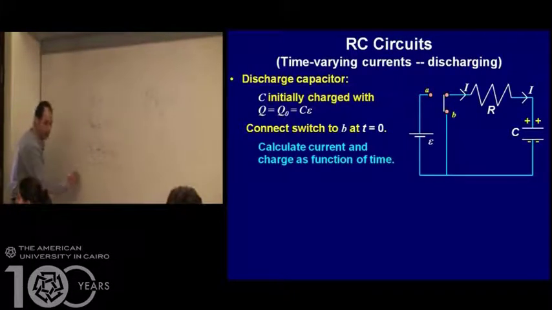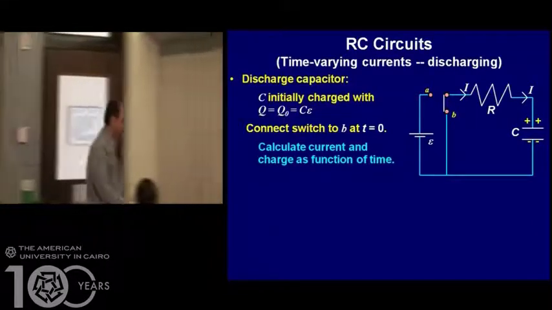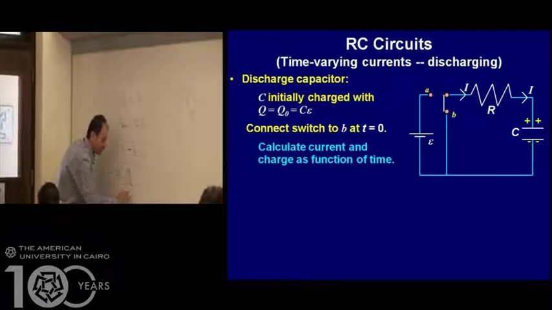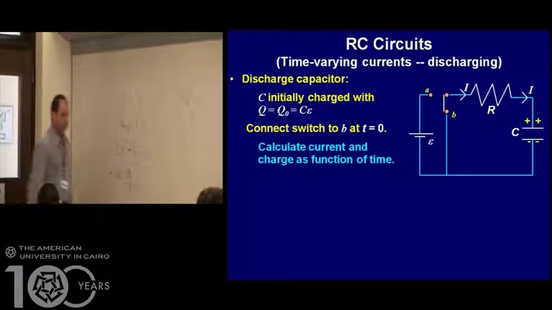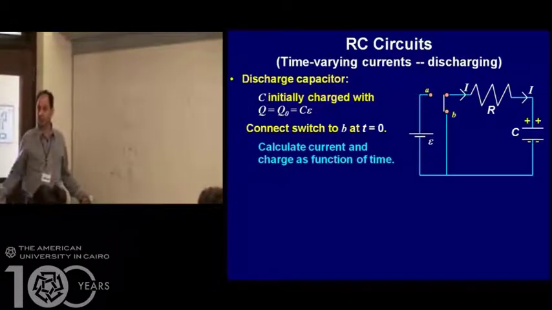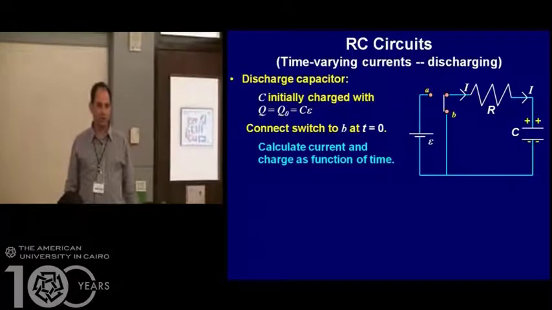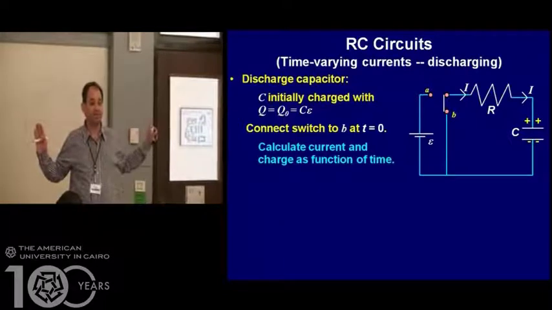So I will rewrite that again: minus IR minus, what is the potential drop across any capacitor? It's Q over C, where Q is the charge on the capacitor at any time. This is V, the potential across the capacitor, equal to zero. Right? Good. At any time, this is the potential.